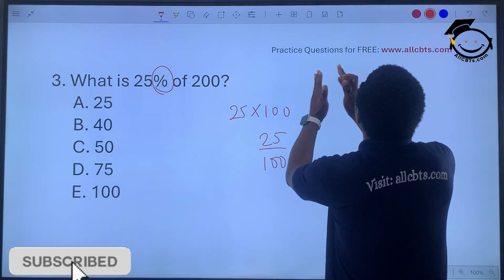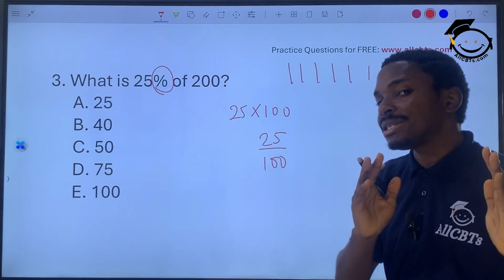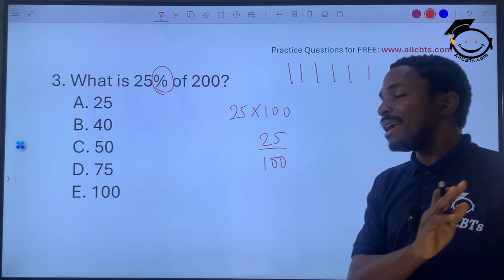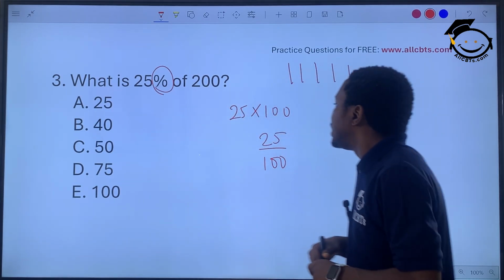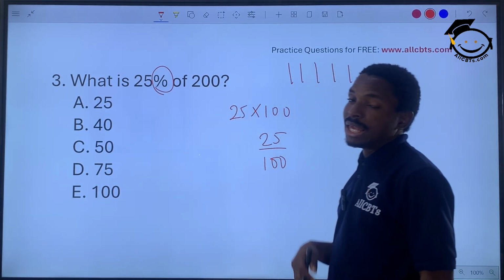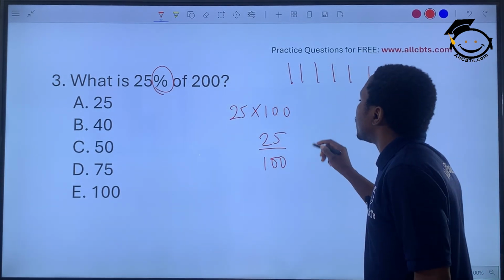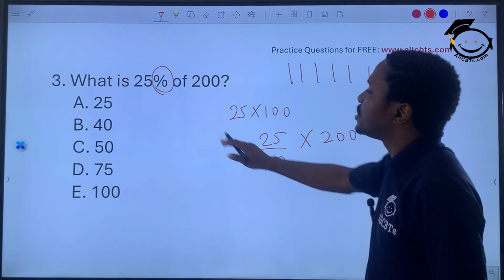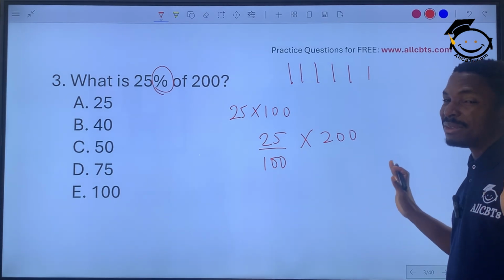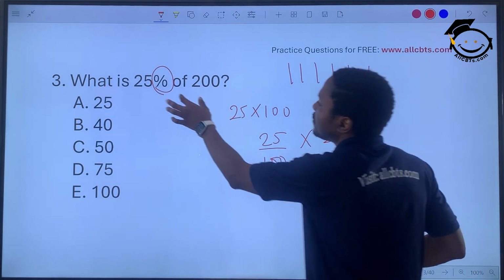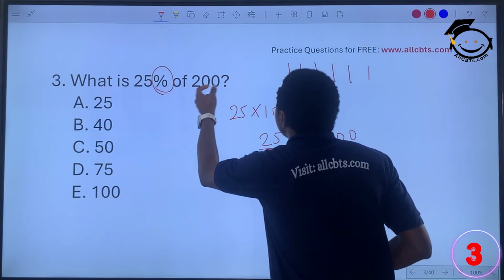It's like you count, you make strokes. So 100, and you remove a part, and that part is 25. So what is 25 of 100? 25% of 200. Now, 25 over 100 of, in mathematics or quantitative reasoning, always means times. So 25 over 100 times 200. When you see this question, this is what you do. I'm giving you the simplest way. So 25% of 200 means 25 over 100 times 200.